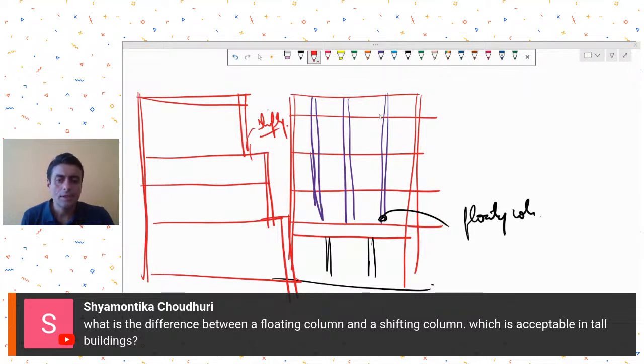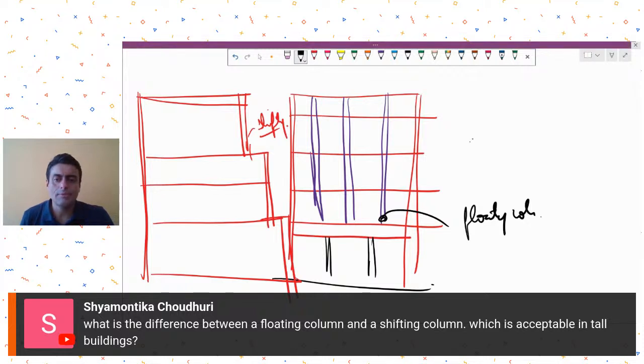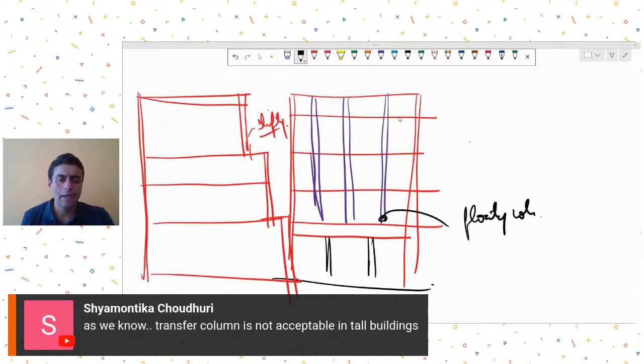Which is acceptable in tall buildings as long as, I would say, your tall building is not located in a heavy seismic zone. You could provide both of these systems, floating columns or shifting columns. As we know, transfer column is not acceptable in tall buildings. No, but it's a regular practice if you see tall structures, because of the architectural requirements that you have to satisfy, you have to provide floating columns.